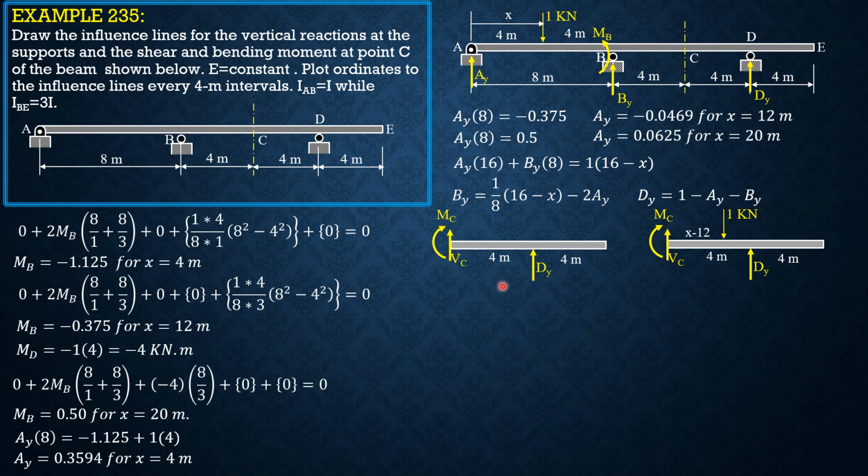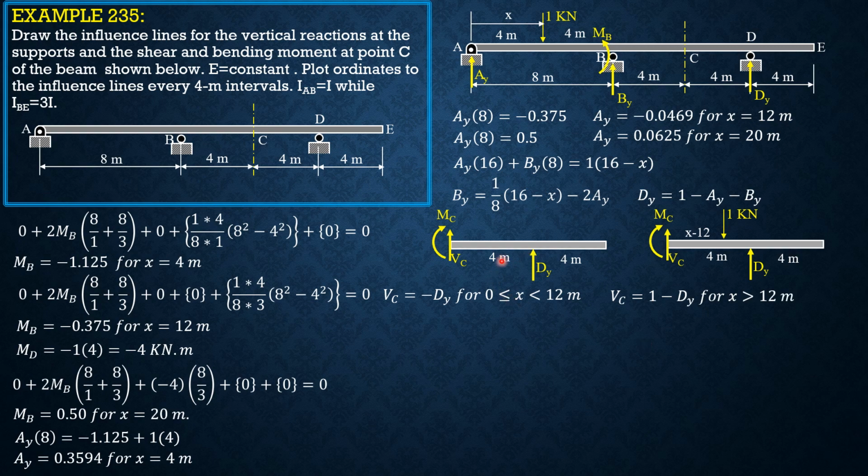V sub C, summation forces y: V sub C plus dy equals 0. So that means V sub C is negative dy for 0 less than or equal to x less than 12, excluding 12. Then when x is greater than 12, the unit load is here, so the unit load is now involved. So V sub C is 1 minus dy for x greater than 12.